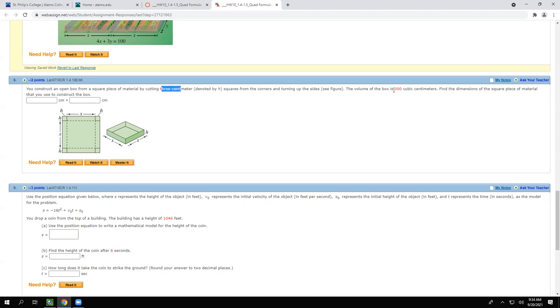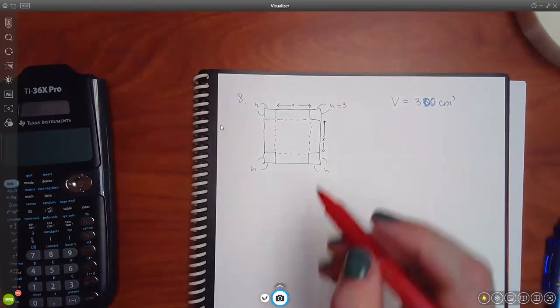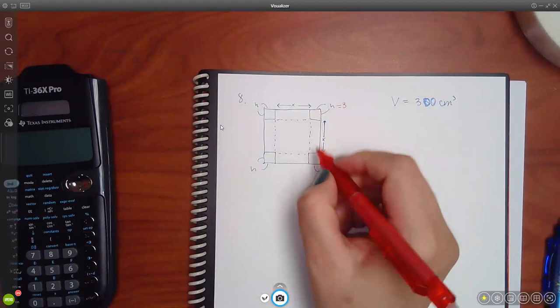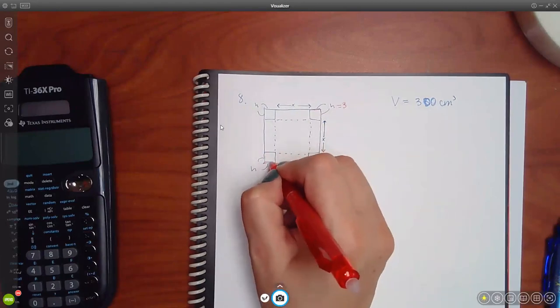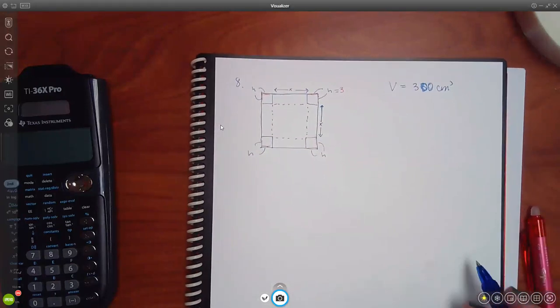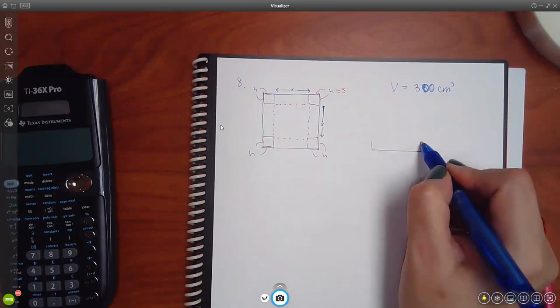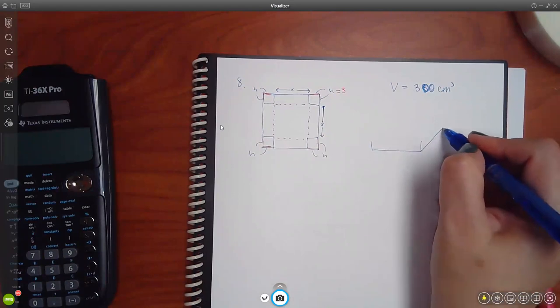And then I know also that the volume equals 300 centimeters cubed. Okay, so I do know that this little measurement here is 3 and 3, because there are 3 little centimeter squares that they cut out of that piece of paper. Now I can try to draw a box. I don't know how successful I'm going to be drawing this box, but I'll try.